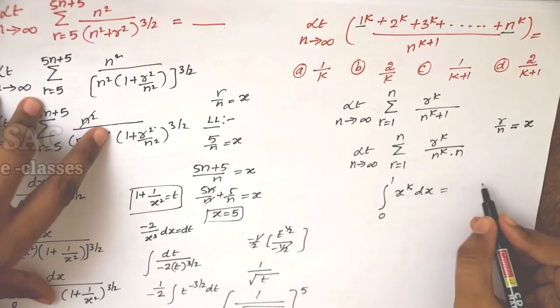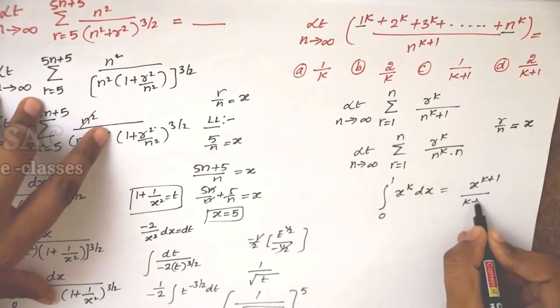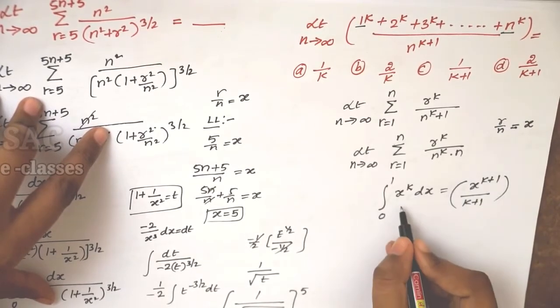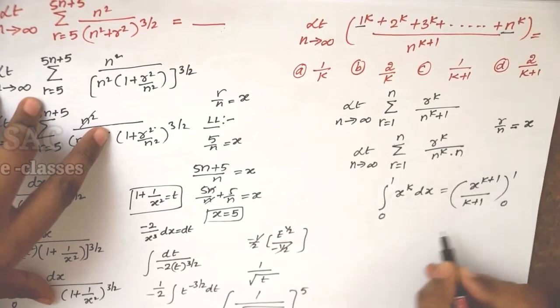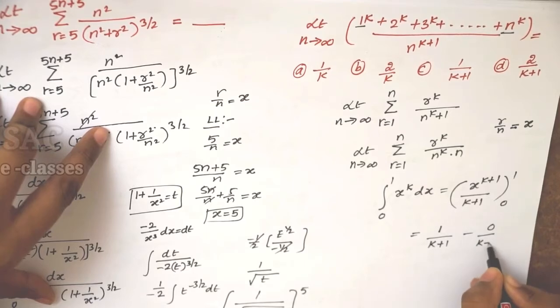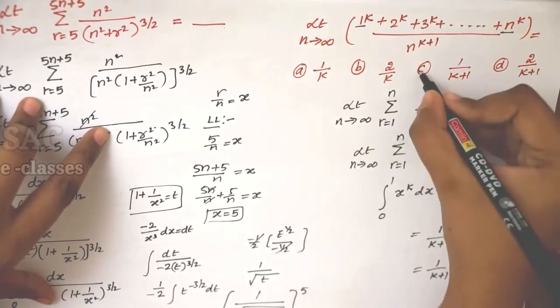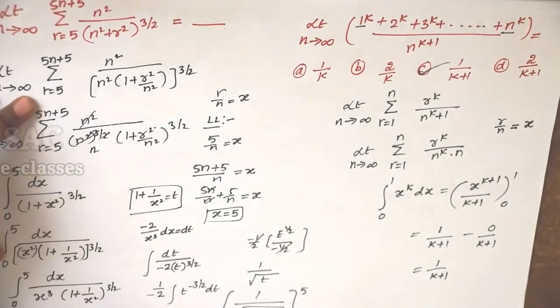So clearly x power k plus 1 by k plus 1 will be the integration of x power k. Apply the limit. Then 1 by k plus 1 minus 0 by k plus 1. Clearly answer is 1 by k plus 1. Let us move to the next problem.